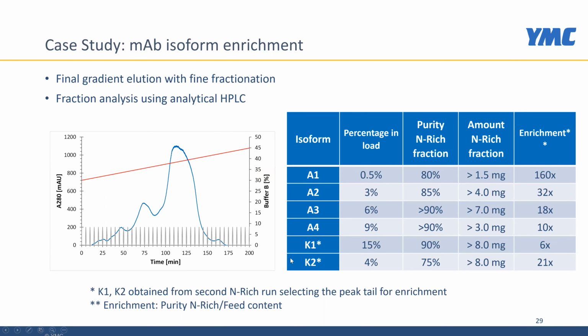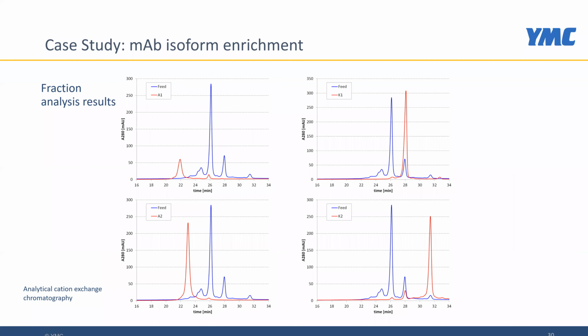The basic isoforms, which are related to lysine variants, were isolated in a separate Enrich run, and they were also obtained in large amounts and sufficient purity. This slide shows a summary of the individual chromatograms. Here we have isoform A1, isoform A2, and for comparison also isoforms K1 and K2, the lysine variants, which were obtained in a separate Enrich run.